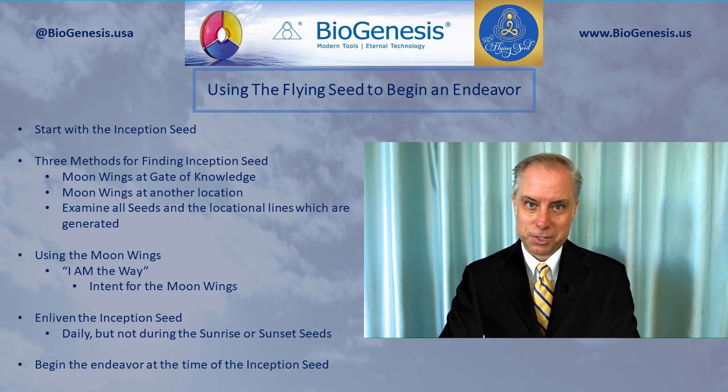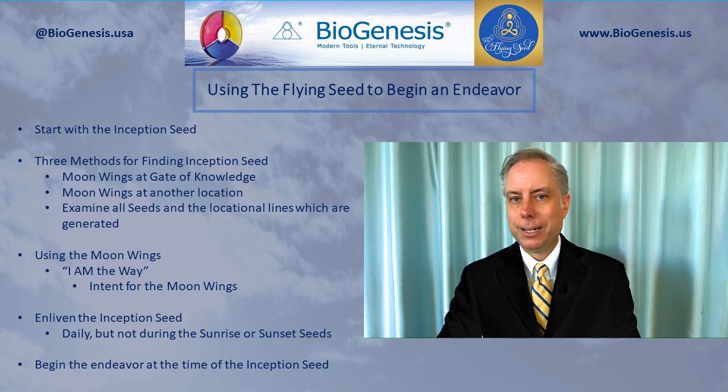Okay, so the first 2 methods of finding the inception seed will be using the moon wings. One is at the gate, that's the best one. The second one is at home. If this is something major that you are starting, a business, for example, a major project, you should really consider going to one of the gates of knowledge, even if it's just for one of our classes that we hold there, so that you are able to use the moon wings at the gate. We'll be doing a class just in a few weeks, November 10th and 11th in Los Angeles at the Western Gate of Knowledge, for example.